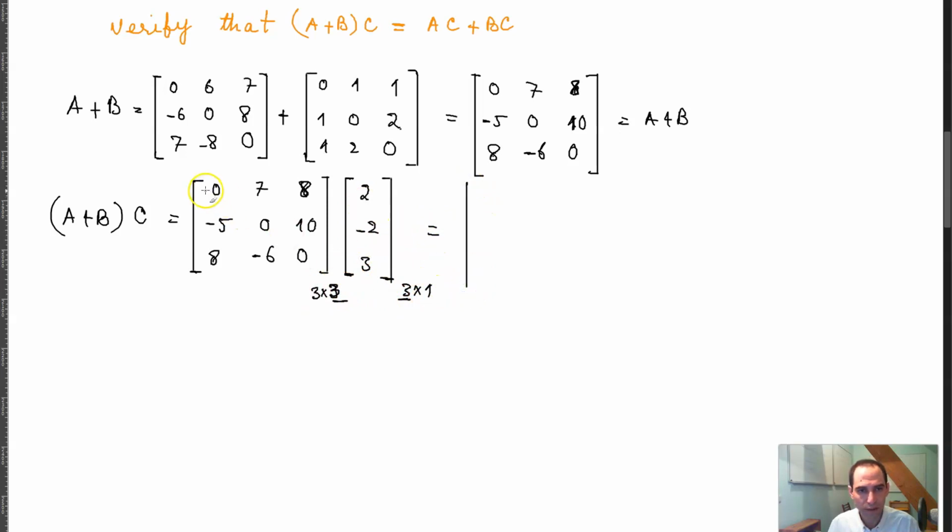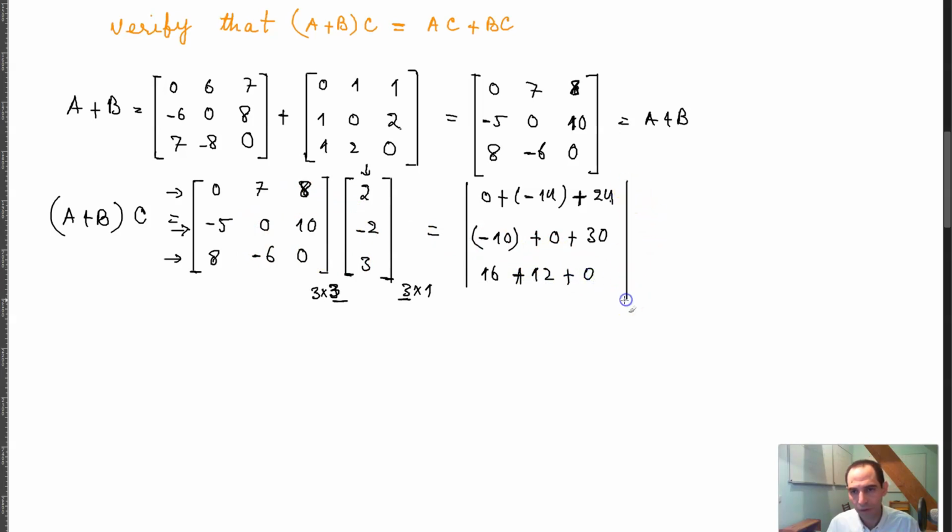So I will write this as this row times this column: 0 plus negative 14 plus 24. Then this row and this column: negative 10 plus 0 plus 30. Then this row and this column you get 16 plus positive 12 plus 0. So 24 minus 14 is equal to 10, 30 minus 10 is equal to 20, and 16 plus 12 is equal to 28.